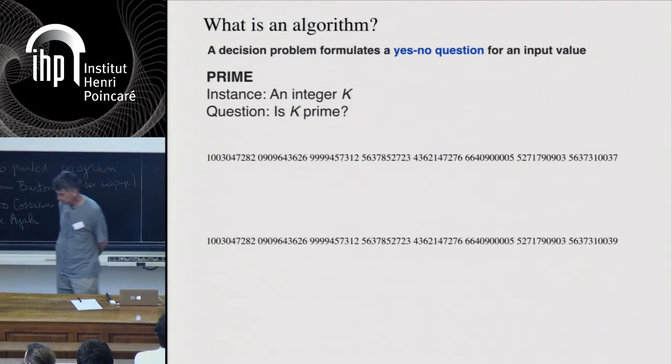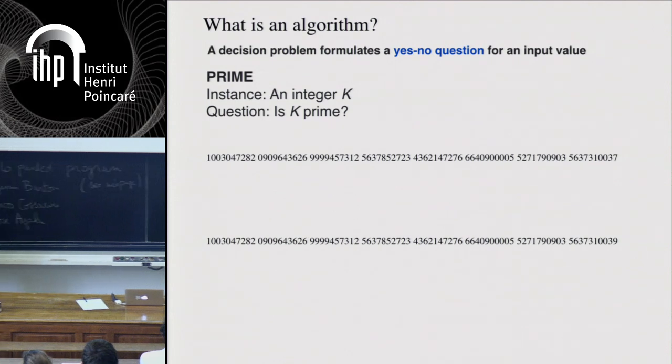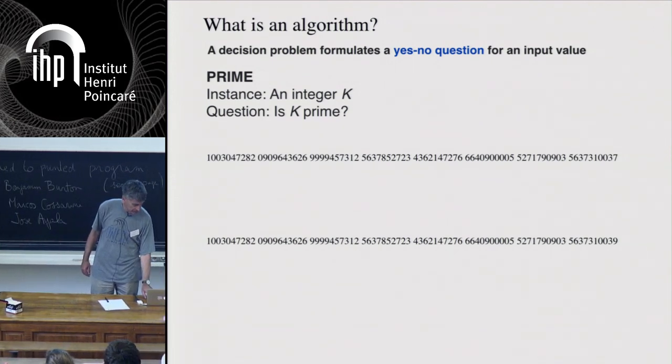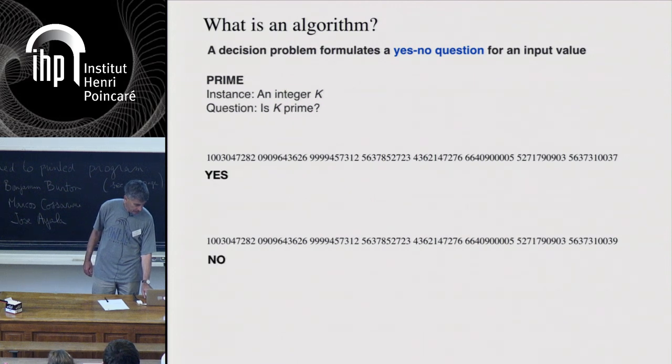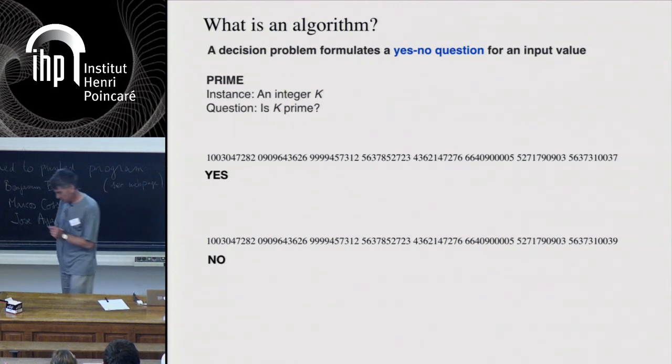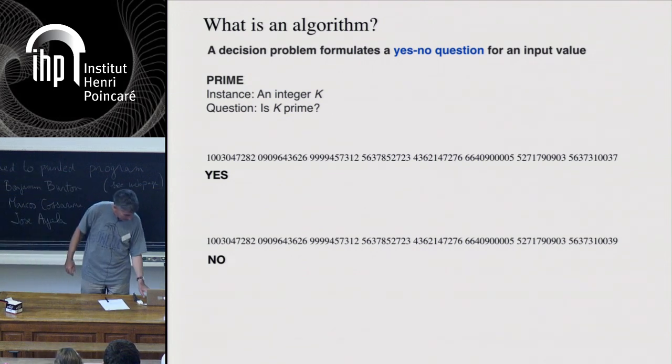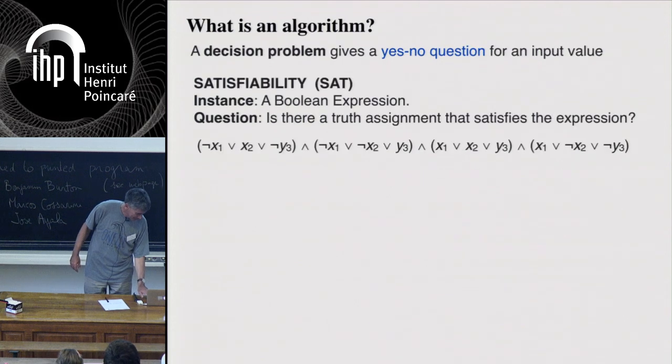The prime problem, here's two integers. You asked if they're prime. It's not too long ago that it was shown that this can be decided in polynomial time. The answer is yes for the first one and no for the second one. But I won't say why. One is divisible by three. So, anyway.